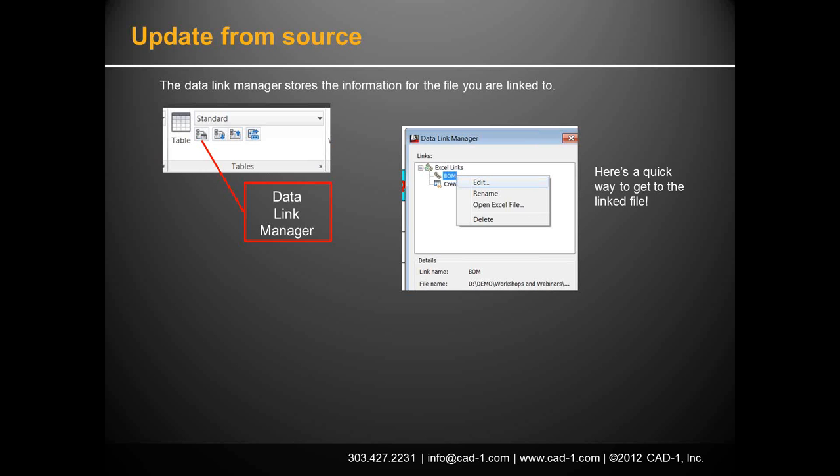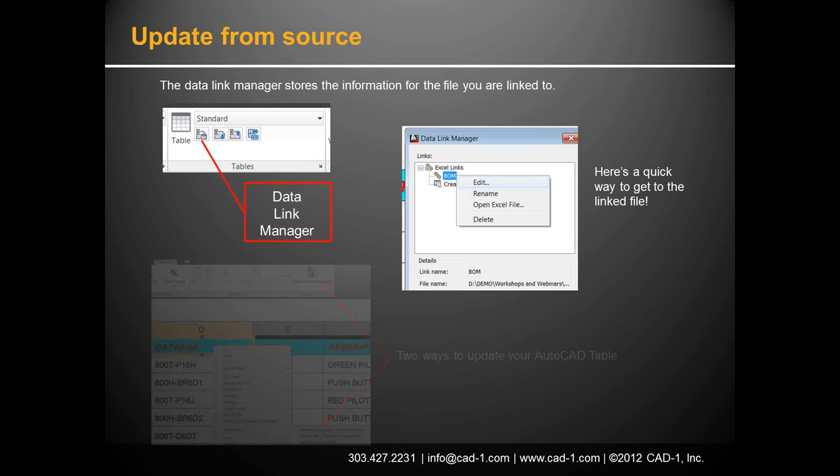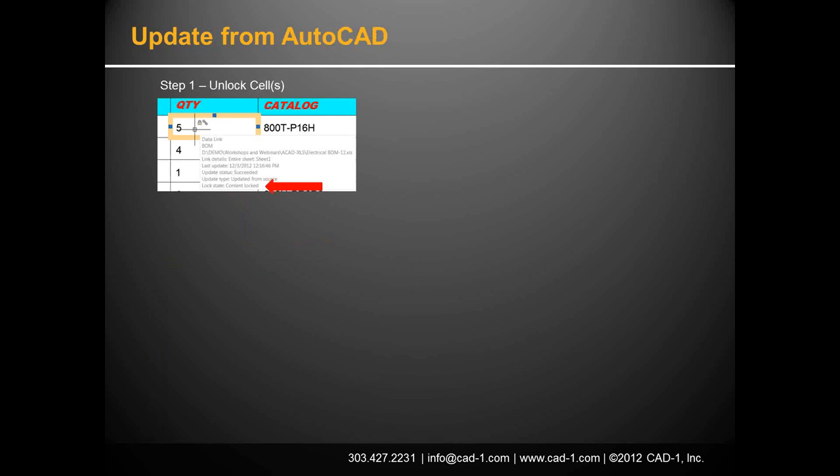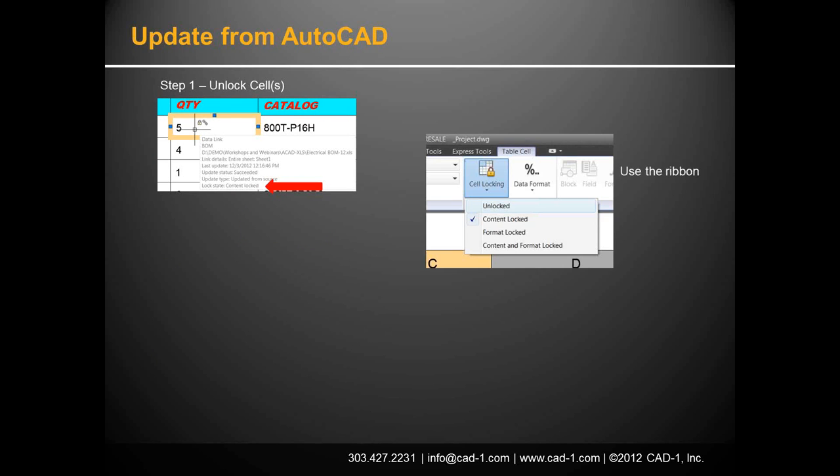Okay, scroll back down here. Updating from AutoCAD. So step 1, unlock the cells. As you see, as I showed you just a moment ago, the content for the cells is going to be locked. So how do I unlock it?